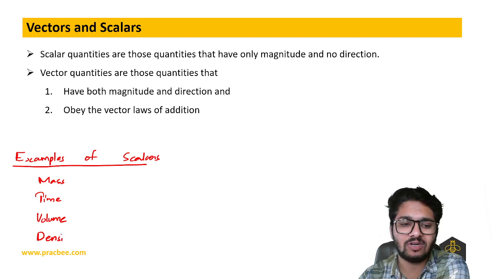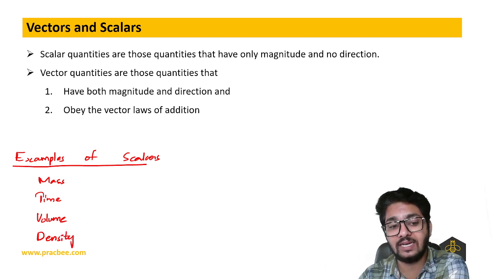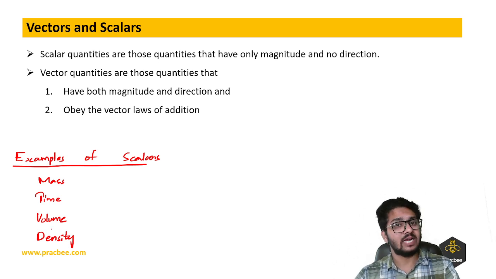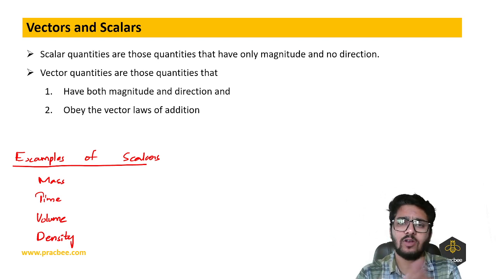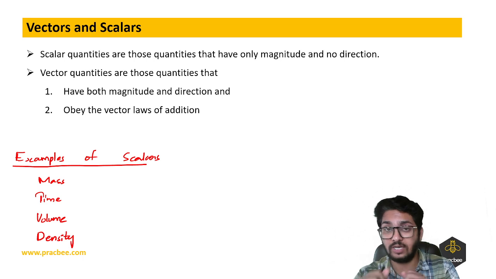And remember, area is not a scalar. Area is a vector. For area, we can define a vector. We'll learn that later. Volume is a scalar, density is a scalar, but not area.